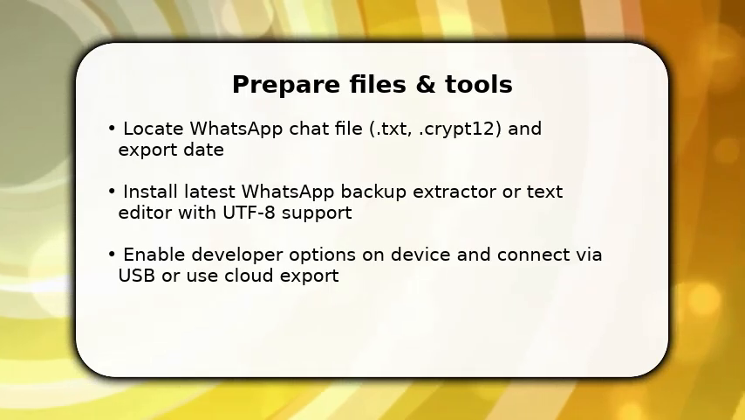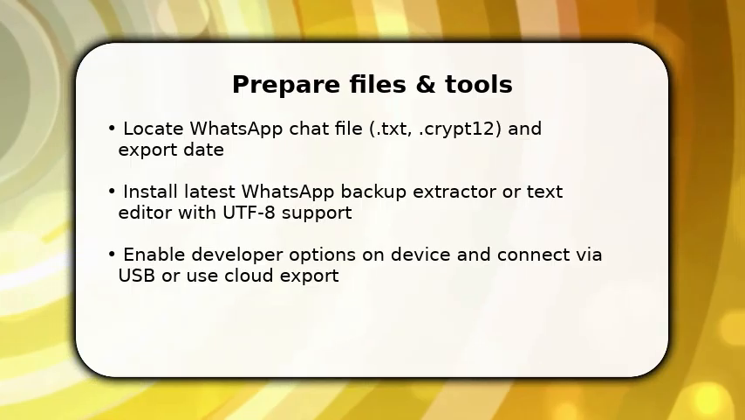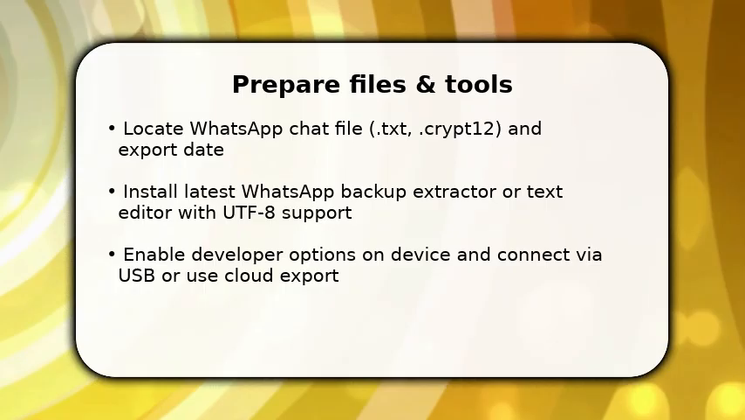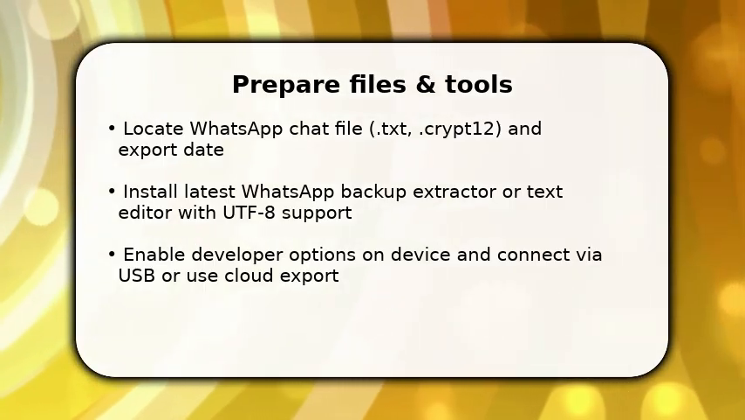Enjoy the video. You start by finding the exact chat history file and confirming its format. This determines tooling. You need either the exported TXT or encrypted crypt12 backup. Once located, install an extractor that matches the encryption.